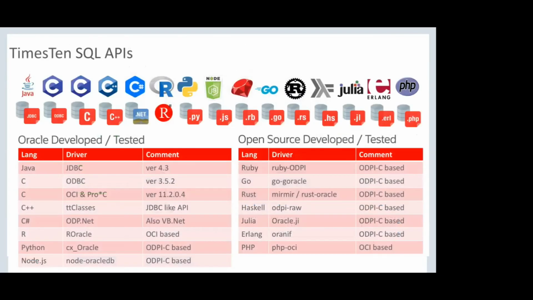So this caching technology uses the same SQL APIs that the Oracle database uses. So whether it's JDBC, ODBC, OCI, .NET, it's exactly the same drivers. If you like the cooler stuff, the Python, the Node, the Go, it all works. There's even obscure things, Rust, Julia, Erlang. If it works against Oracle, it works against TimesTen because it's the same APIs.